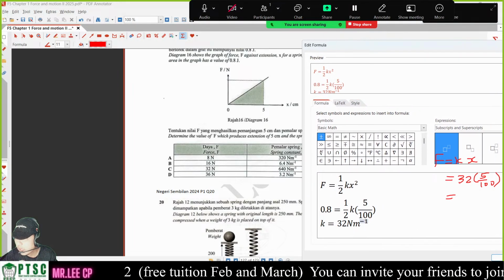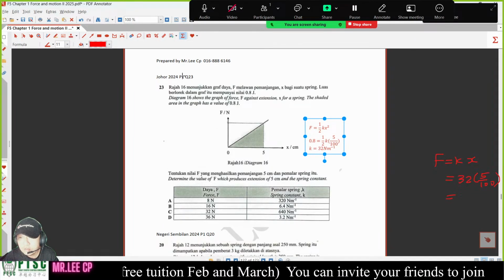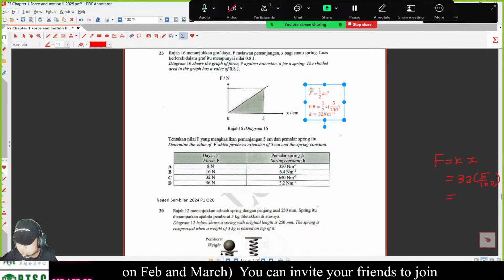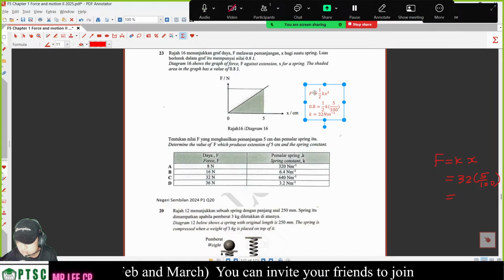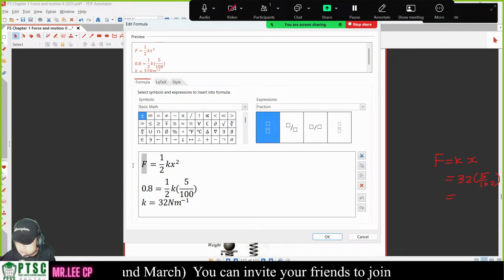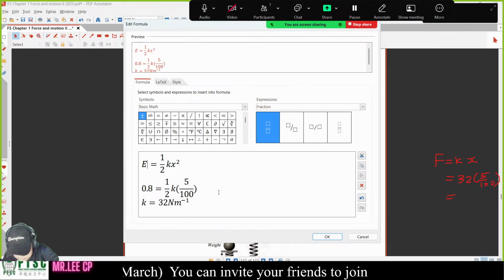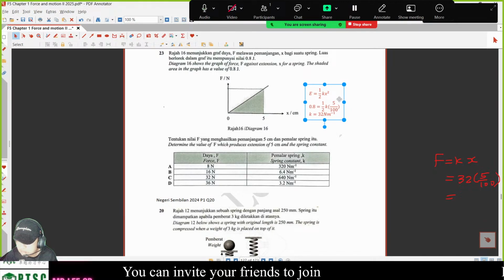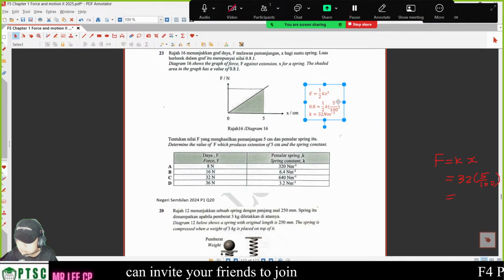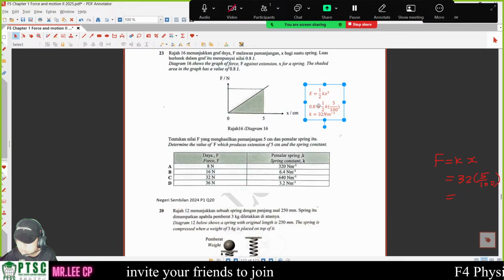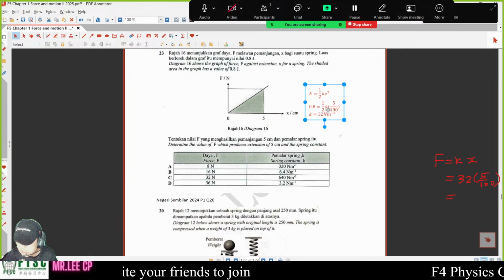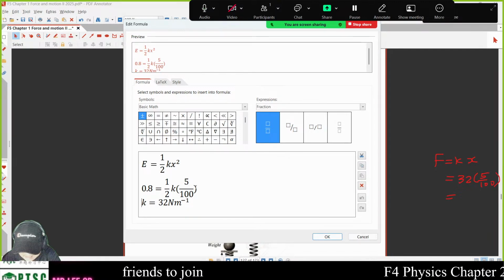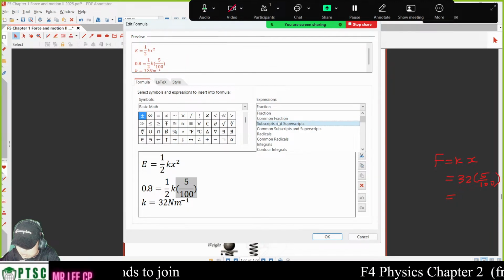Wait, something wrong. I see whether I do anything wrong or not. F. Oh, this is energy, not F. Energy is half kx squared. Yeah, correct. Half kx squared. I forgot to square. See, one thing wrong, everything wrong.